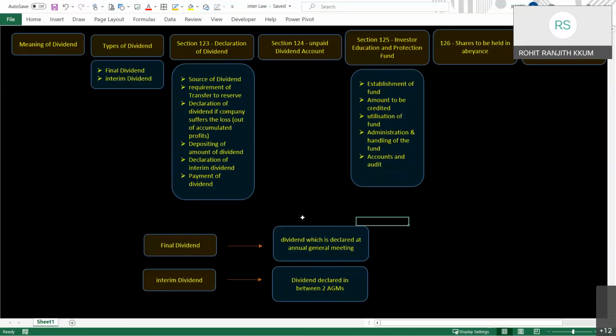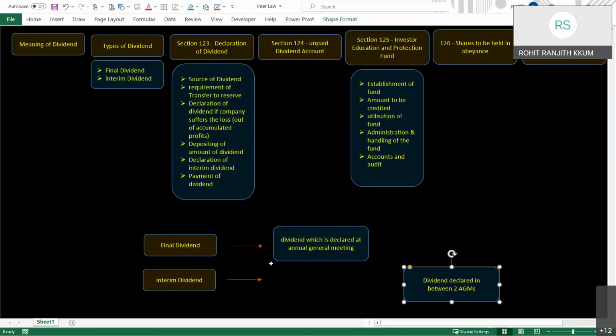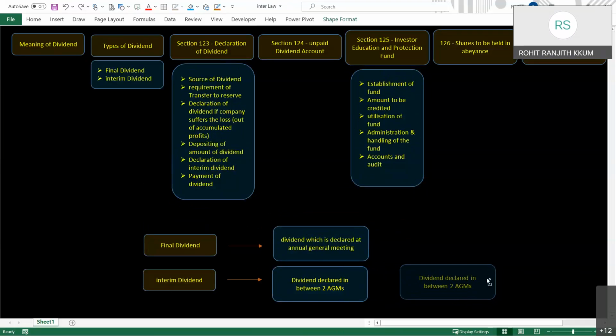So technically you can say that any dividend declared other than at the AGM is known as what? Interim dividend. Any dividend declared other than at the AGM is known as interim dividend.